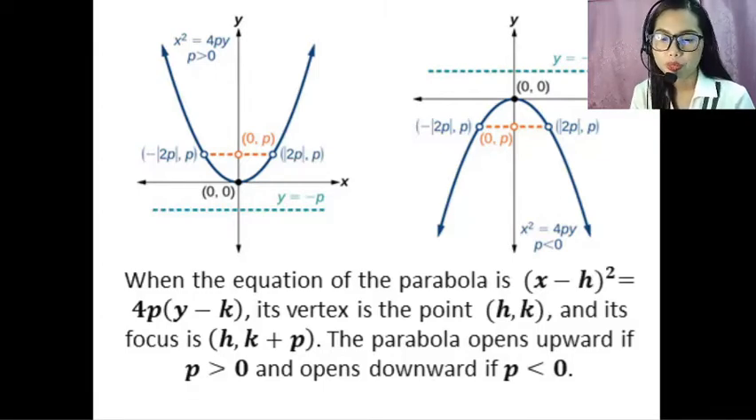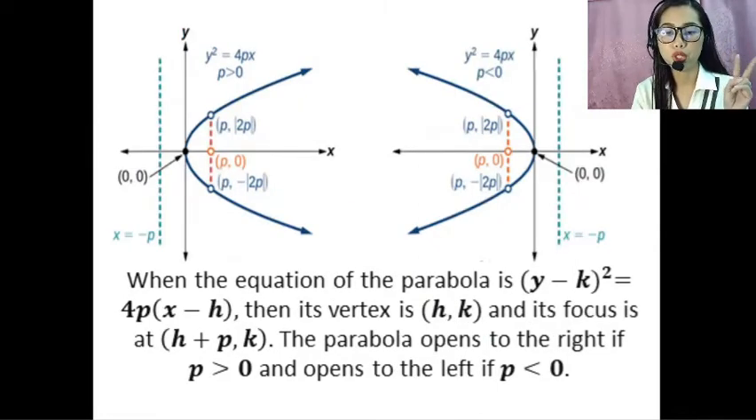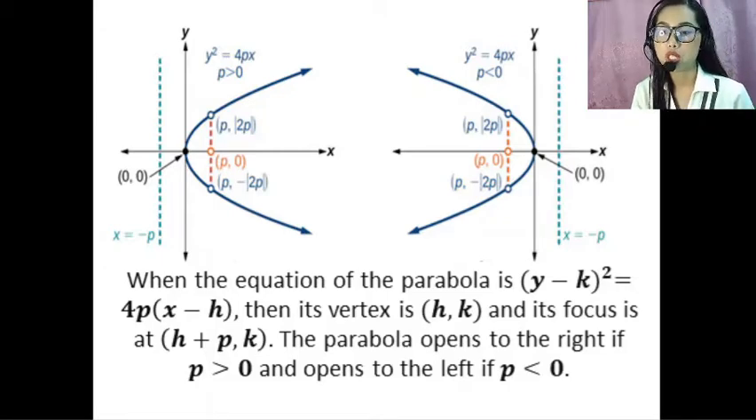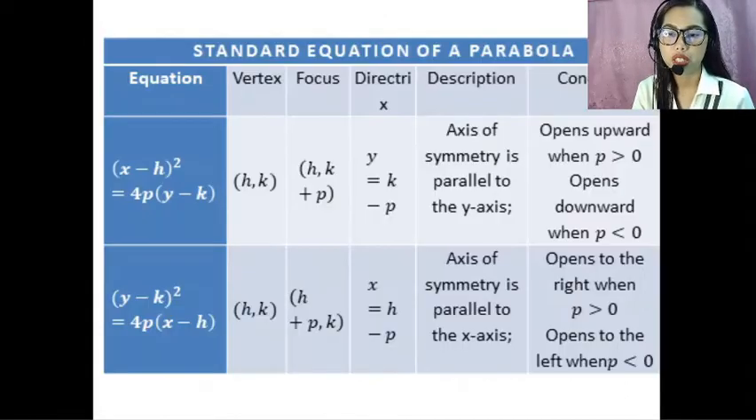The second standard equation for the parabola is (y minus k) squared equals 4p times (x minus h), with still the vertex at (h, k). However, the focus is now changed and it becomes (h plus p, k). So the parabola opens to the right if p is greater than 0 and opens to the left if p is less than 0. To give you a summary of these equations, I have here a table.